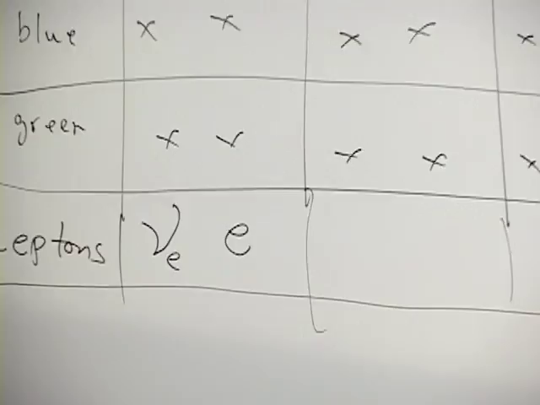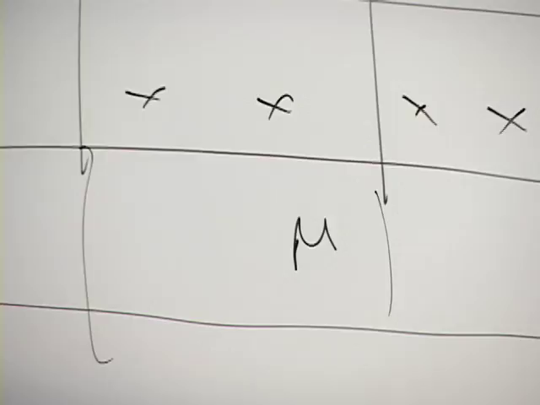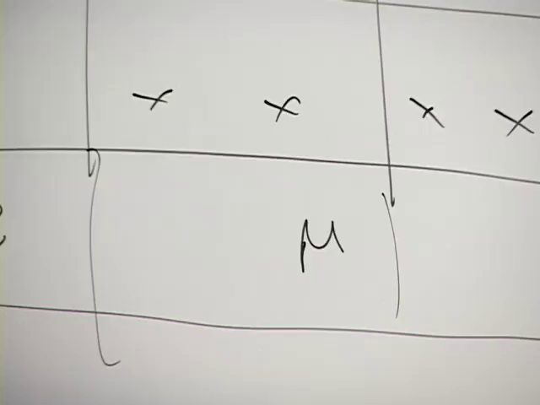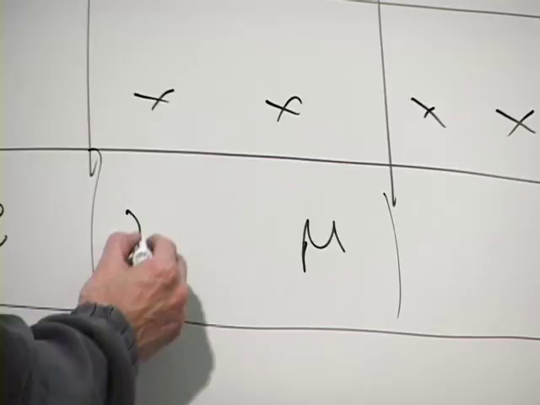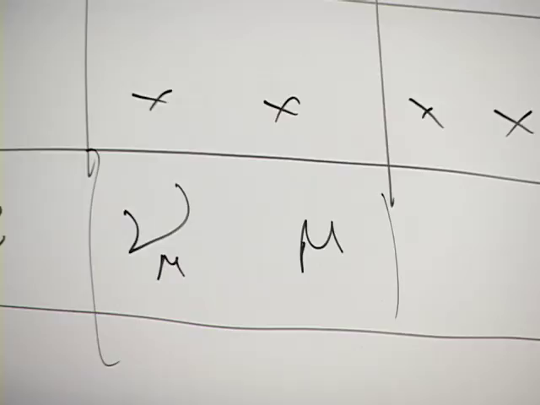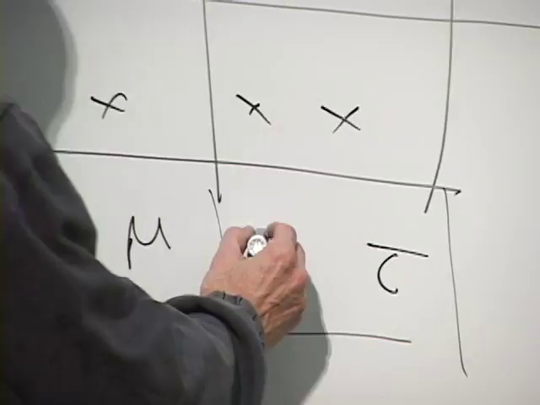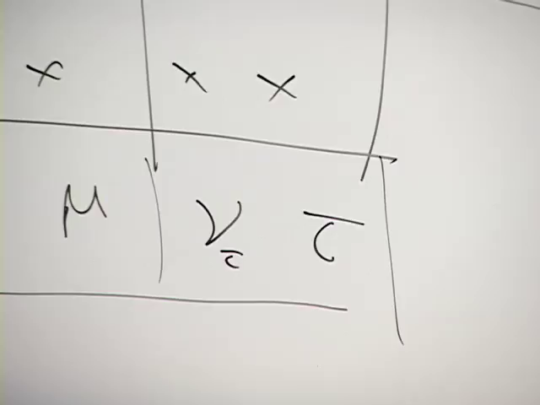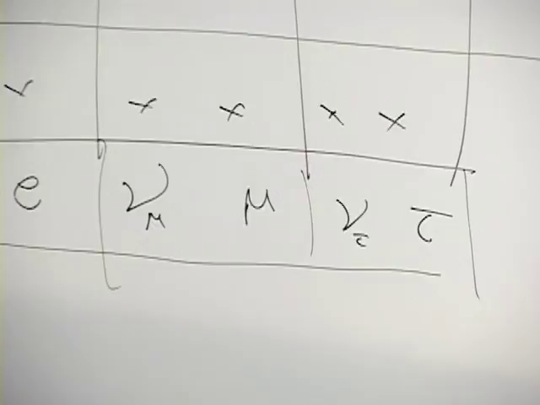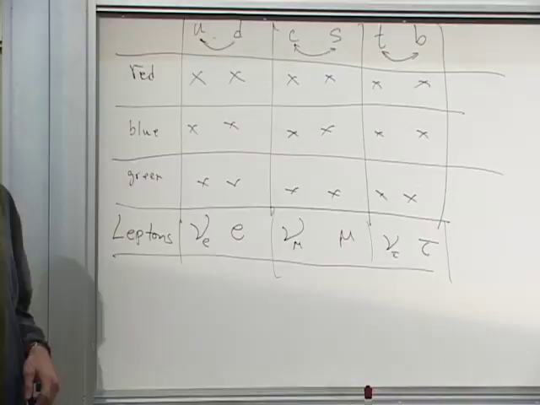What comes in the next column? The muon. The muon, in every respect except for mass, is the same as an electron, just as in every respect except for mass, the charmed quark is like an up quark, or the strange quark is like a down quark. Together with it, there's its own neutrino, the muon neutrino. And finally, the last one is called the tau, and nu sub tau. All of the charged leptons, incidentally, neutrinos, of course, as you might guess from their name, are electrically neutral. The electrons, muons, and taus have charge minus one.